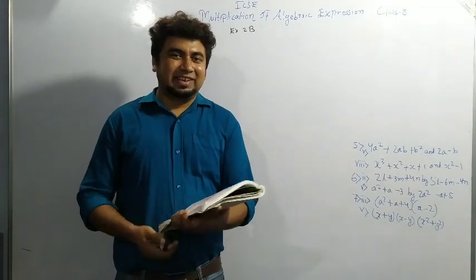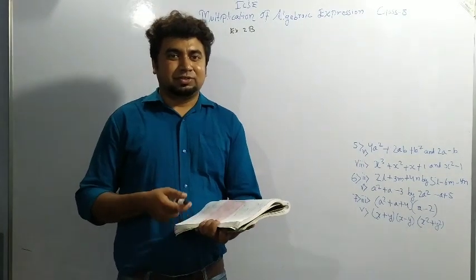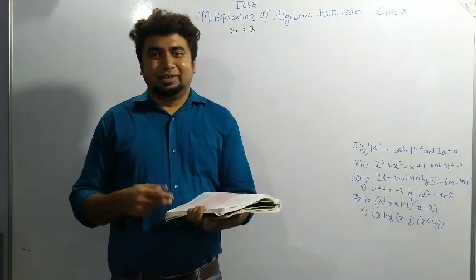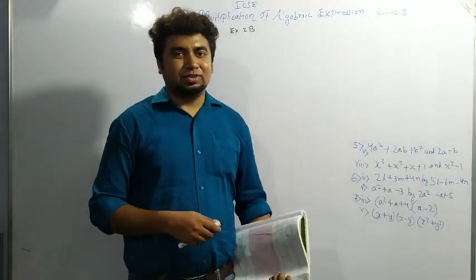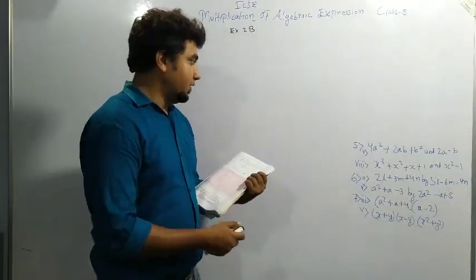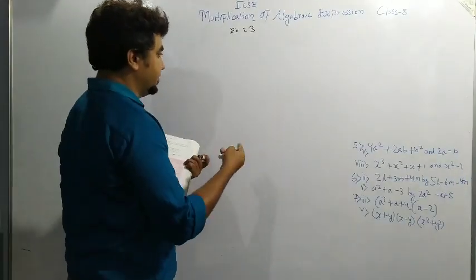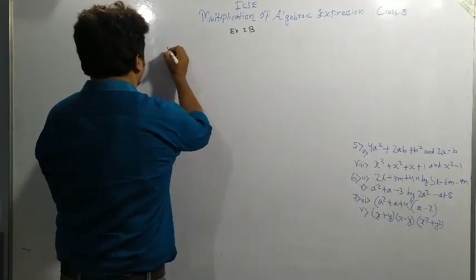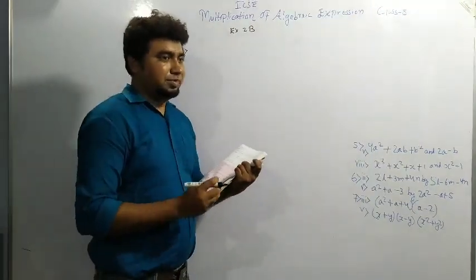Hello students, hope you have completed up to question number 4 of exercise 2b, and now we'll be proceeding to question number 5 of exercise 2b. We'll be discussing some of the questions related to 5, 6, 7. So first question is 5 bit 5. It is given that we have to multiply. Here in this exercise we have to multiply only.